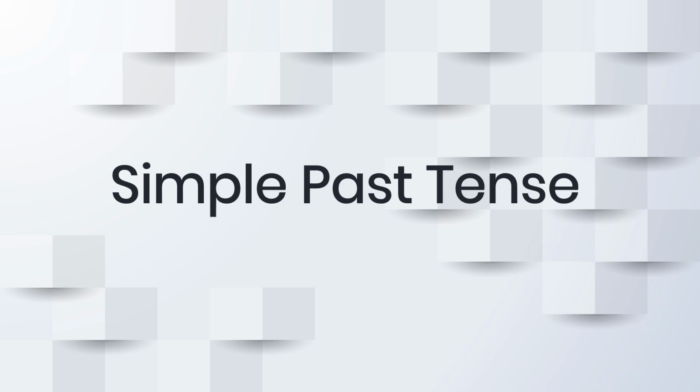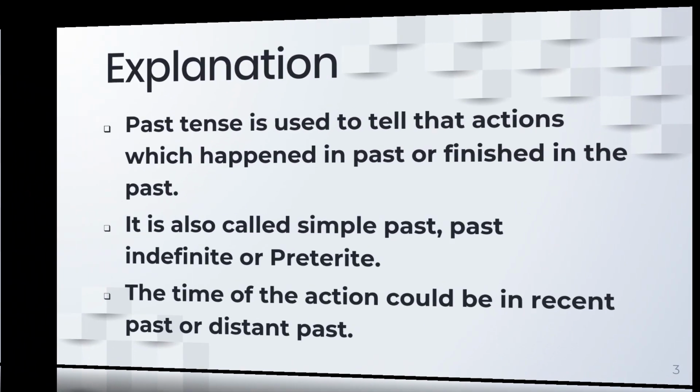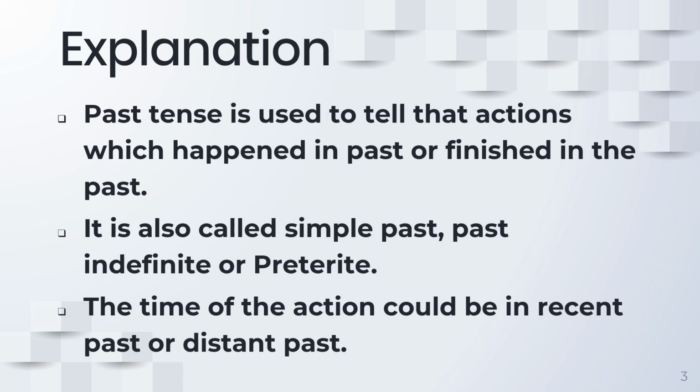Today I'm going to tell you about simple past tense. Let me explain to you when we use simple past tense. It is used to tell about the actions which happened in the past or finished in the past. The other name of simple past tense is past indefinite or preterite. The time of the action could be in recent past or distant past.